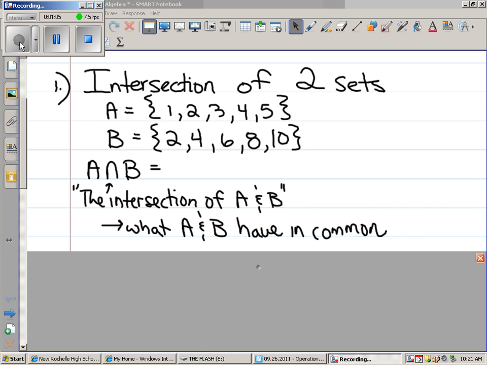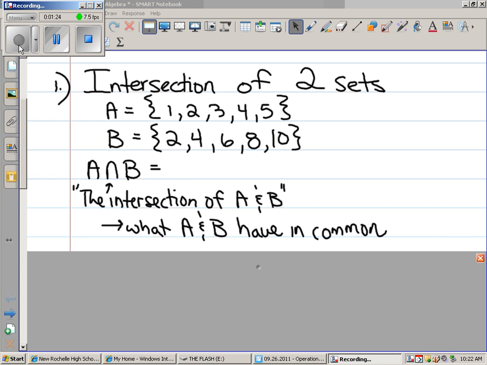A is a collection of numbers, 1, 2, 3, 4, 5, and B is another collection of numbers, 2, 4, 6, 8, and 10. And so, what does it mean when we say the intersection of A and B, of the two sets? Well, what we mean is, what do sets A and B have in common?